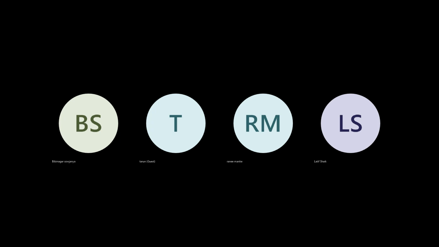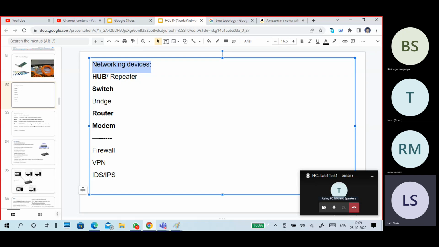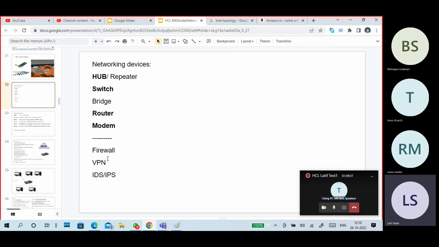Networking devices: hub, switch, router, modem. Mainly four devices we use. Other devices like repeaters. Bridge is not a device anyway, but the concept of bridging is also somewhat there. Firewalls, IPS, IDS, VPN servers or VPN connectors are also there.